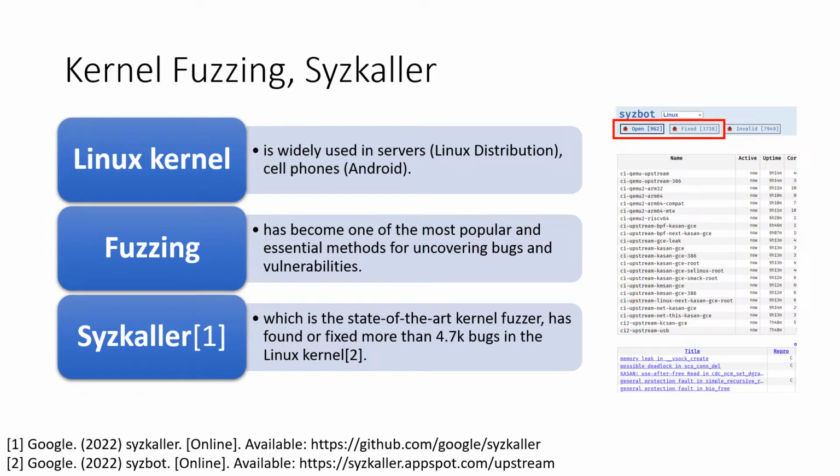Linux kernel is widely used in servers, for example there are many different Linux distributions, and in cell phones, for example Android. Fuzzing has become one of the most popular and essential methods for uncovering bugs and vulnerabilities. Syzkaller, which is the state-of-the-art kernel fuzzer, has found or fixed more than 4,700 bugs in Linux kernel.